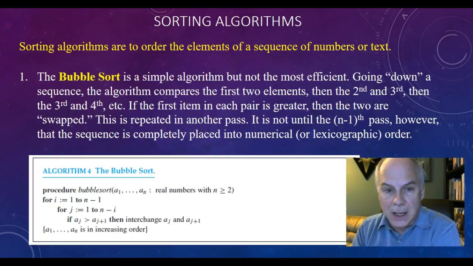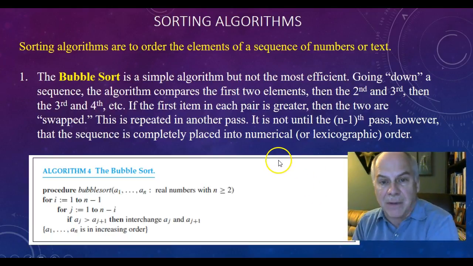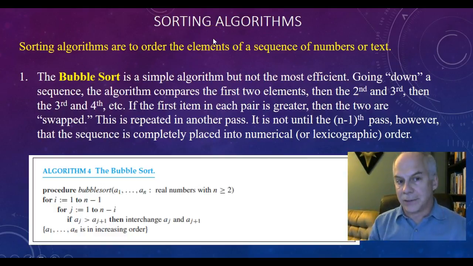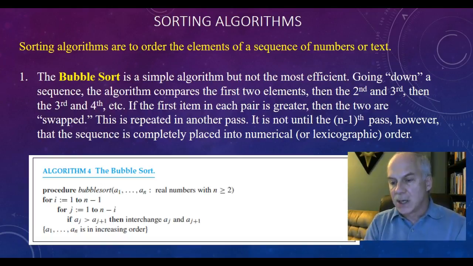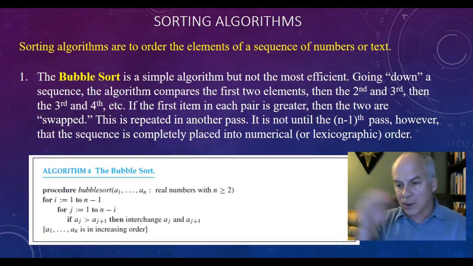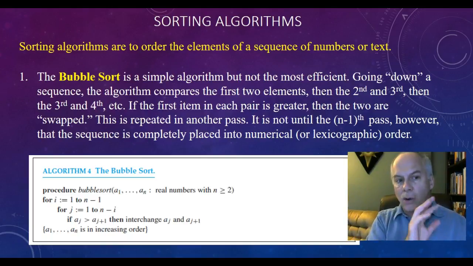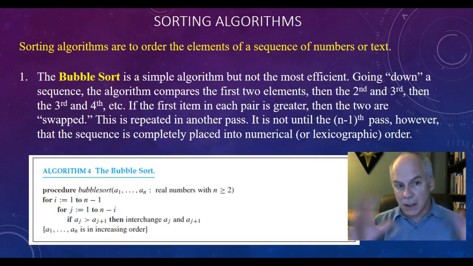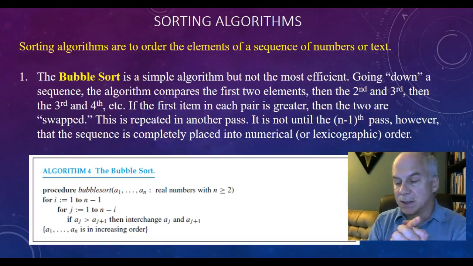All right, so then there's another type of algorithm called sorting algorithms. Now, sorting algorithms have the purpose of ordering the elements of a sequence of numbers or text. In other words, putting them in some order. It could put them in ascending order from the smallest to the highest, or it could put them in descending order from the highest to the lowest.